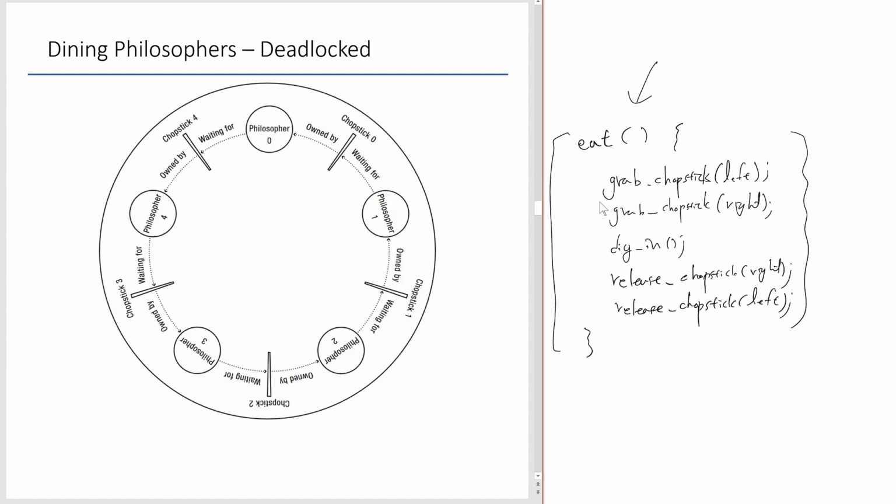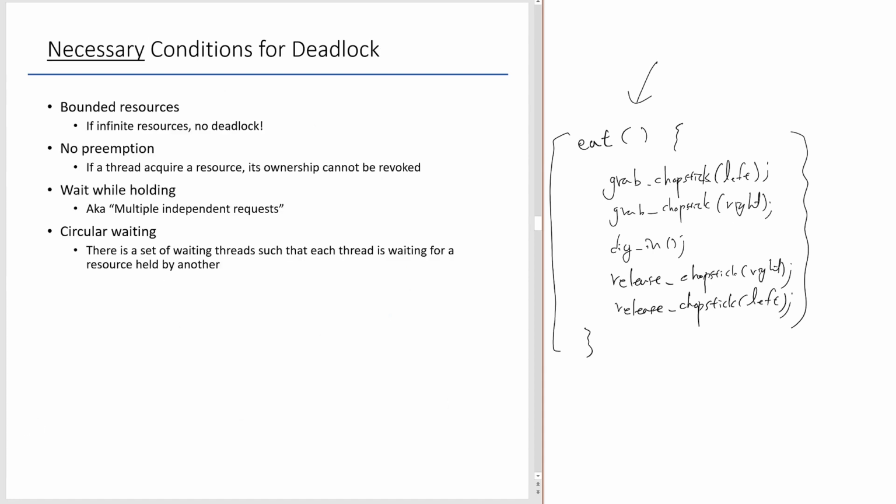This can happen because, for example, all 5 philosophers started to eat and all of them successfully grabbed the chopstick on his left. So that means they succeeded in this grab chopstick left code. And then all 5 of them try to grab the chopstick on his right, and all the chopsticks are gone, right? So they have to wait, and all philosophers are still waiting. This is a deadlock.